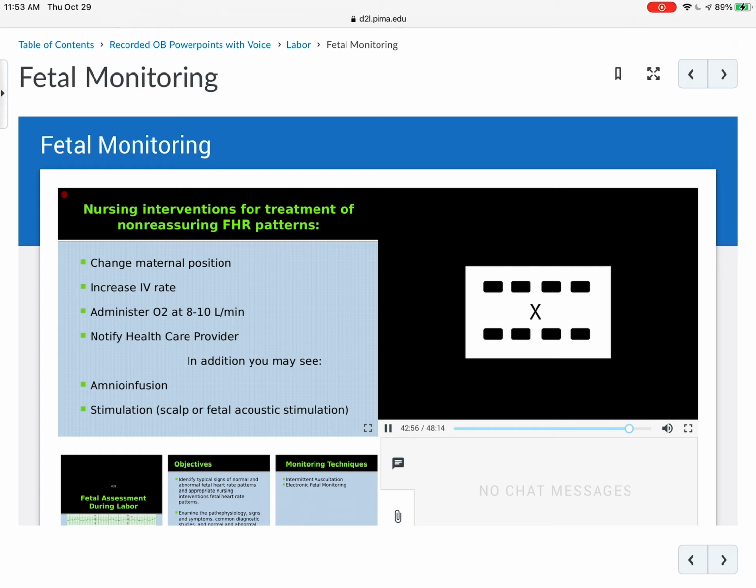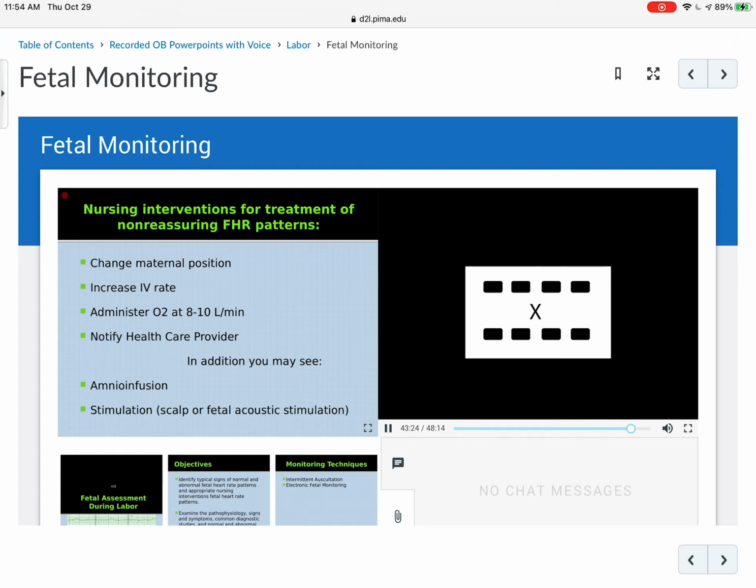Again, nursing interventions for non-reassuring or abnormal fetal heart tone patterns, or fetal distress: change mom's position, increase the IV rate, and that could mean an IV bolus of about 500 lactated Ringer's. Administer O2 at 8 to 10 liters via nasal prong. Notify the healthcare provider. And in addition, you might see an amnioinfusion and stimulation.